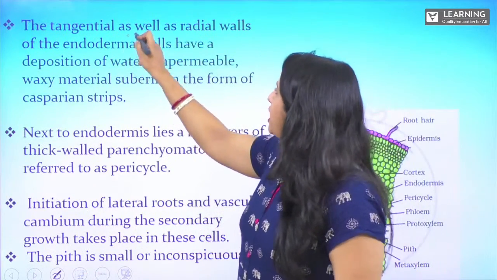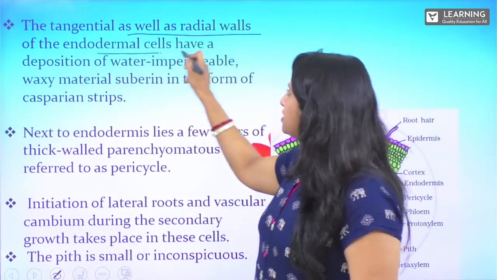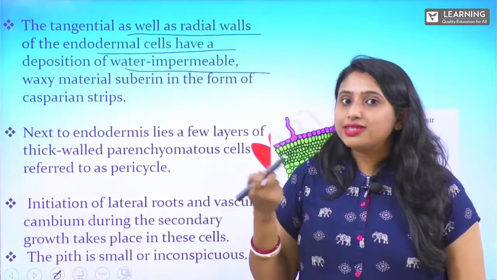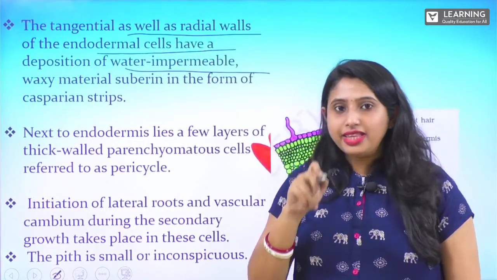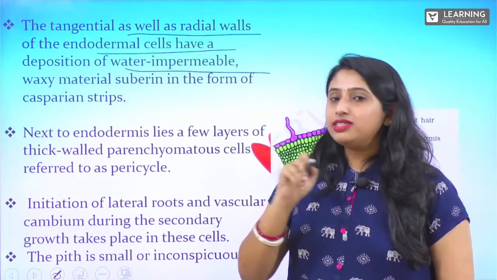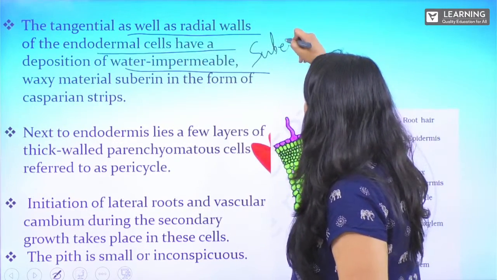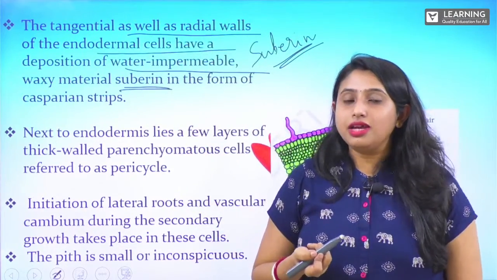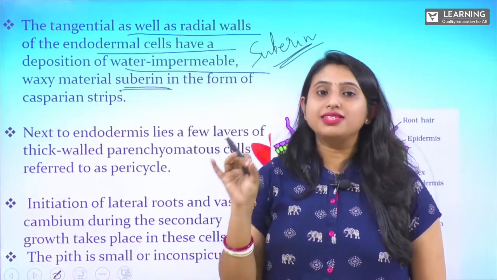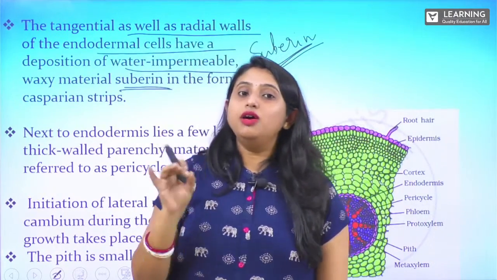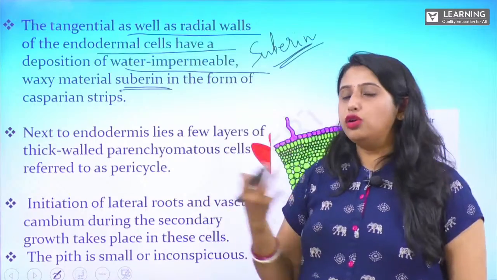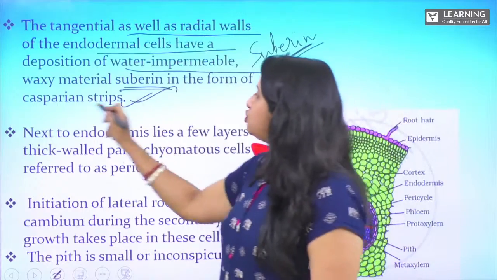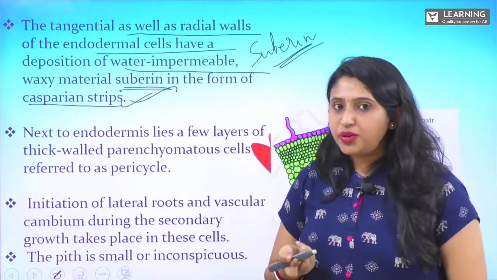Then the tangential as well as the radial walls of the endodermal cells have a deposition of a water-impermeable membrane, or waxy material. What do we call it? That is suberin. What is this suberin? It is a waxy material found inside the endodermis that prevents water from passing. That's why they follow the apoplast pathway. So this suberin is present in the form of Casparian strips.